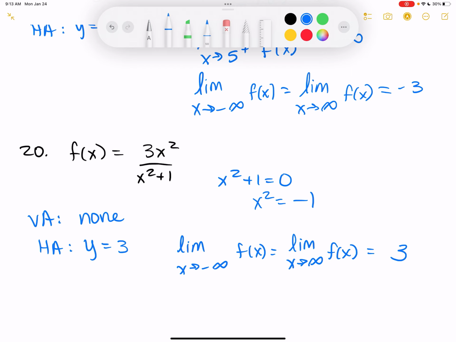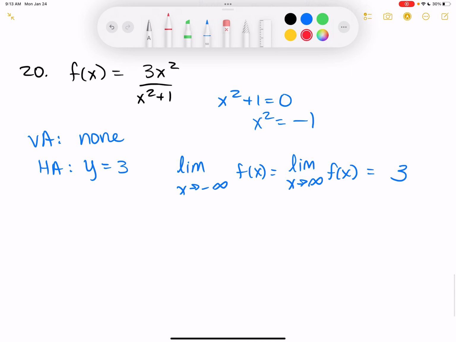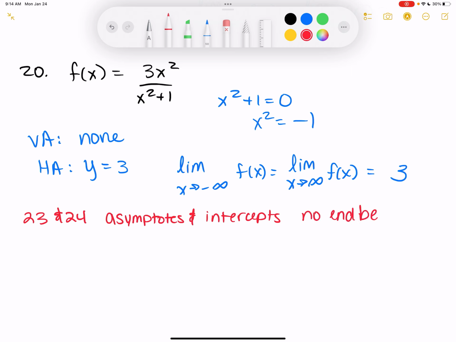Okay. 24. So you're going to have to do 23 for homework. So for 23 and 24, there's one other thing that you need to do besides your asymptotes here. So I just need your asymptotes and I want the intercepts. You don't have to do end behavior for these ones. You need to do end behavior for the other ones that we've done, but not for 23 and 24. So we're going to do 24 really quick, and then y'all have 23 for your homework.